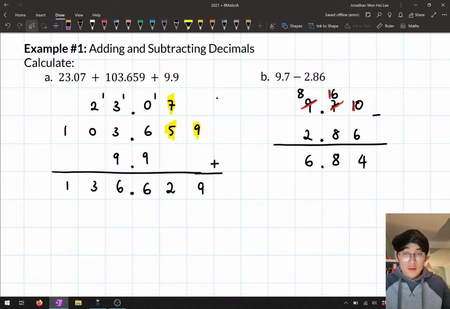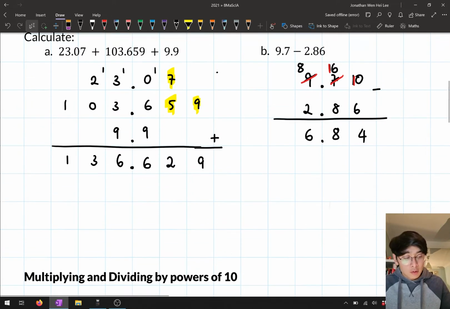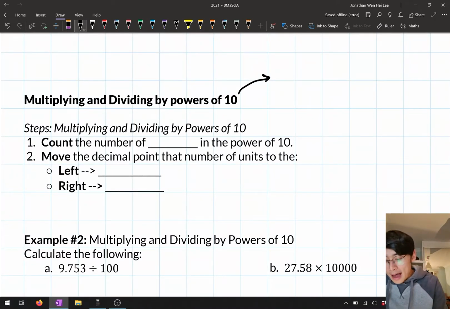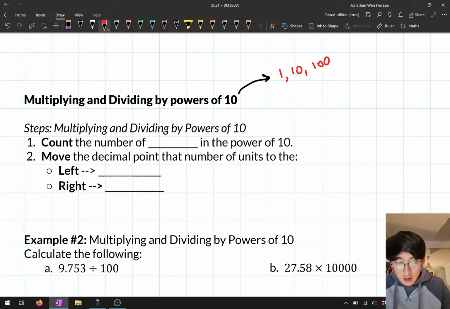Okay, next thing that we want to do is we want to actually multiply and divide by a power of 10. Now, just remember from last lesson, we talked about powers of 10. Powers of 10 are numbers where you've got 1 and a 0 behind it, or just a 1 by itself. So here, 1, 10, 100, 1,000, 10,000, and so on. So here, these are examples of powers of 10.